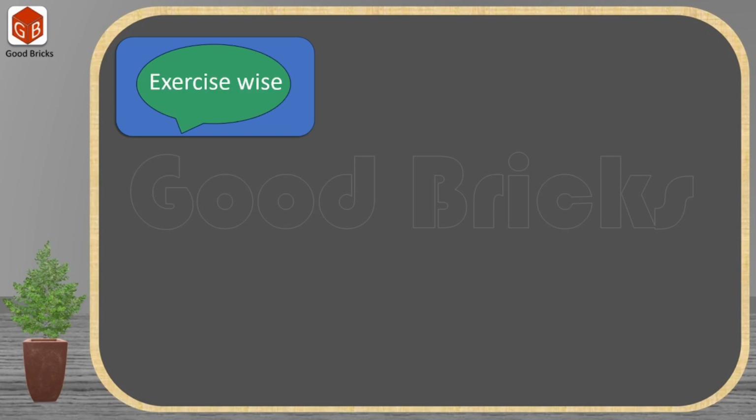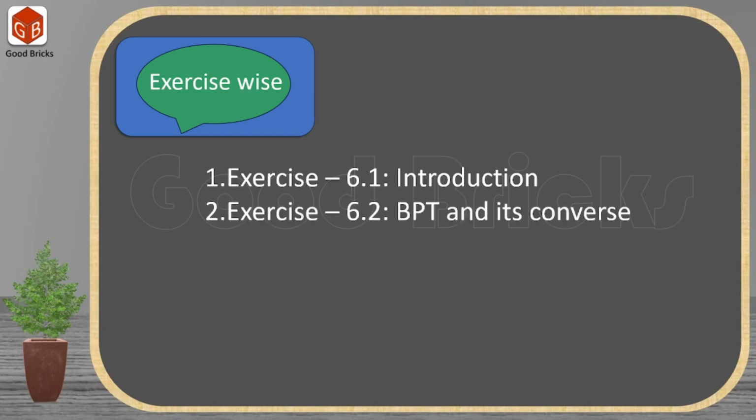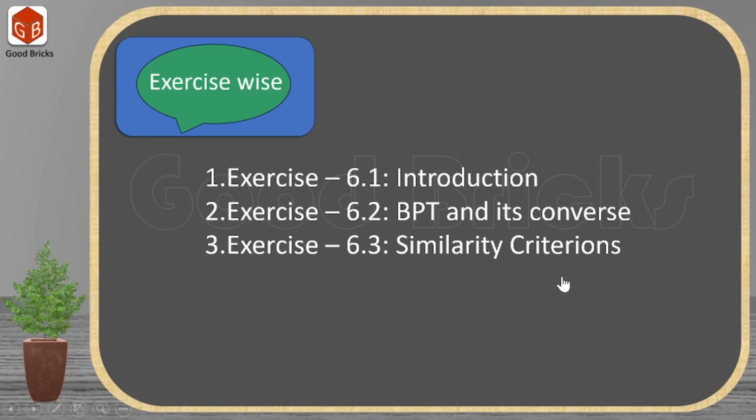Till now we discussed similarity criterions. Before that we discussed the basic proportionality theorem and its converse. Now let us discuss the chapter. Exercise 6.1, the first exercise, is an introduction, where they will ask very simple questions: which figures are similar, which are not similar. The second exercise is completely related to the basic proportionality theorem and its converse. The third exercise is related to similarity criterions. So this is all about the introduction of this particular chapter.